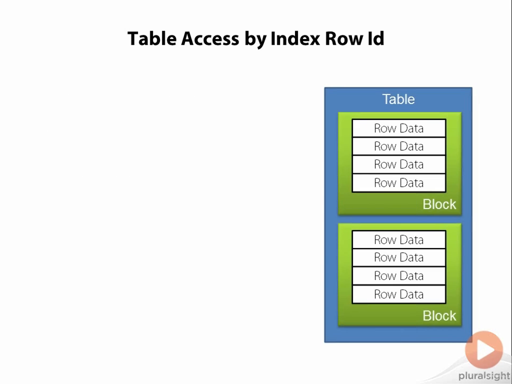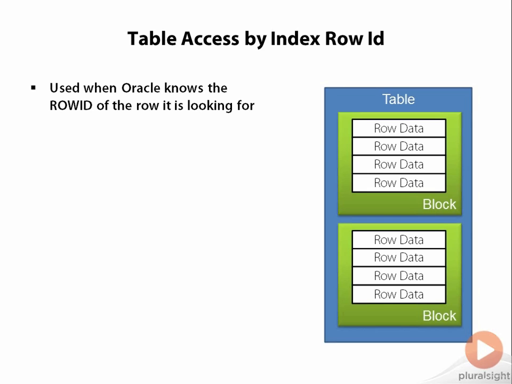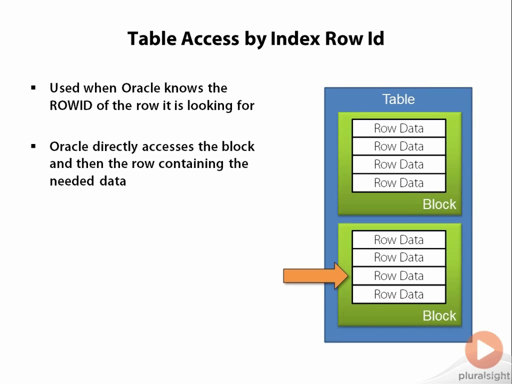The next operation to look at is a table access by index row ID. In this case, Oracle has the row IDs of the rows that are needed, probably from an index lookup operation that preceded this operation. By having the row ID, Oracle is able to first access the specific block and then directly locate the required row inside the block that contains the needed data.